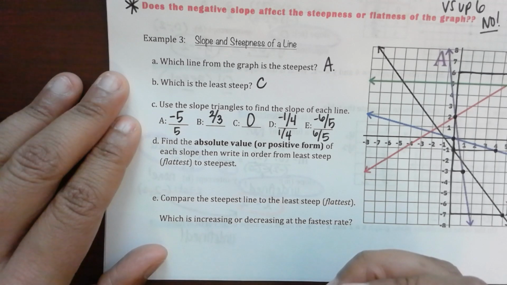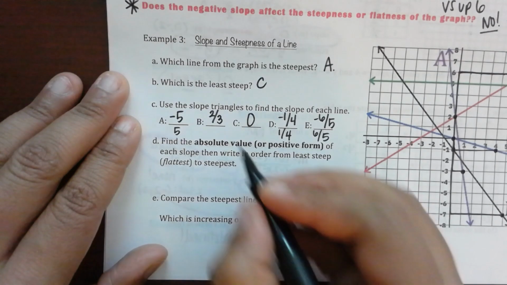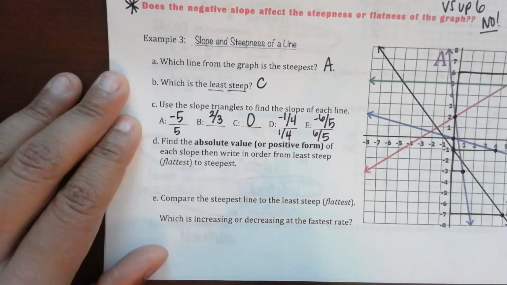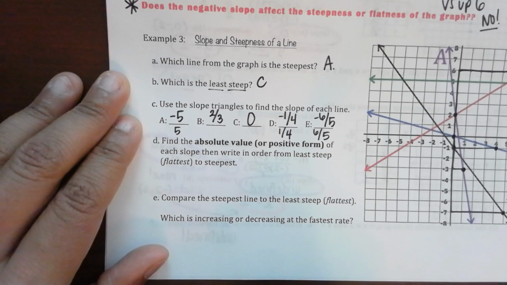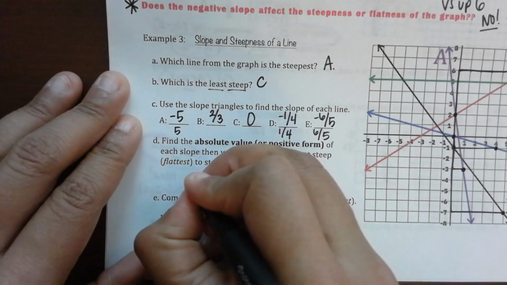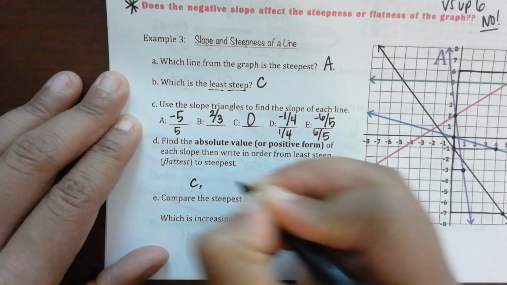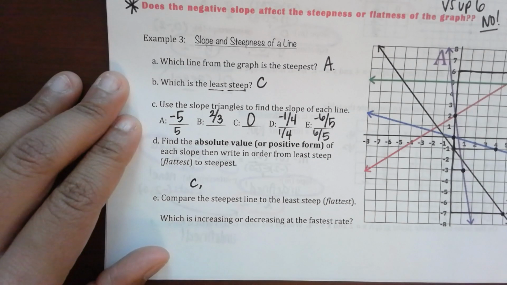So, which one is the flattest one? A, B, C, D, or E? C. Because what's its slope? Didn't you just say this was the least steep? So, what am I trying to teach you how to do? What will come next? What's the next smallest? You said D or B?